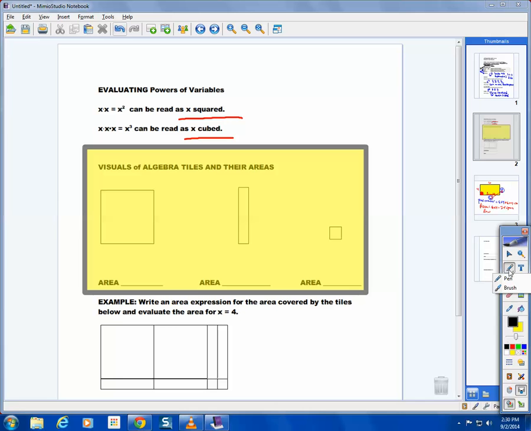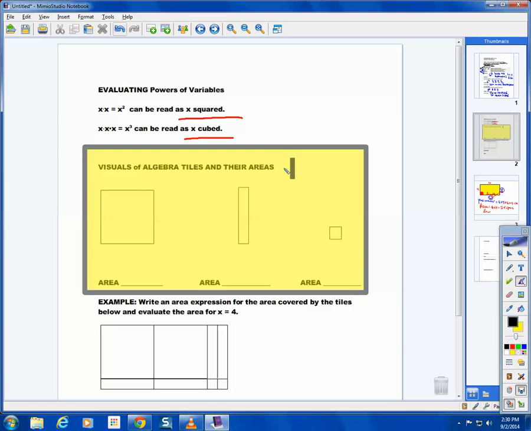Talk about finding expressions for area with the given shapes. What I want to get at today is this toolbox right here. This is going to be a toolbox to help you out. Here's this toolbox we're talking about.